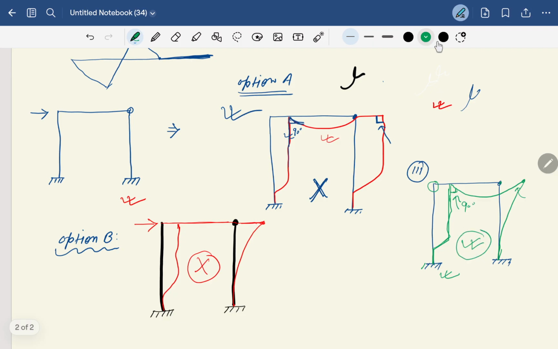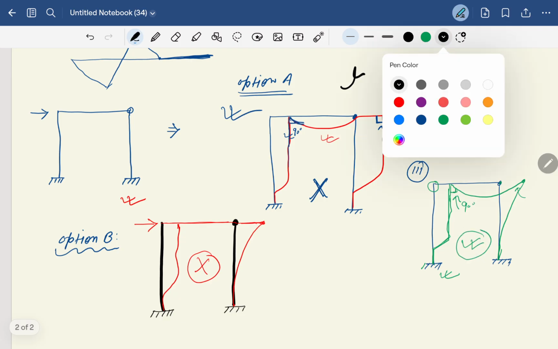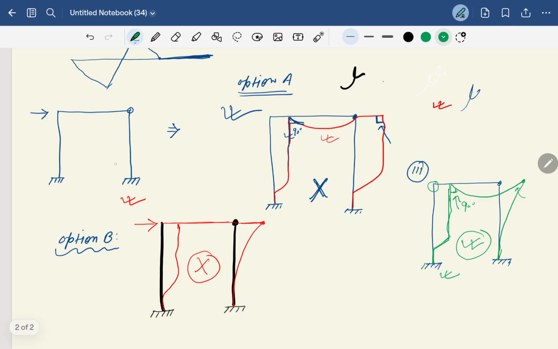This means we understood that in the case of this portal frame the deflected shape will be this one. Okay, understand? It will be like this.